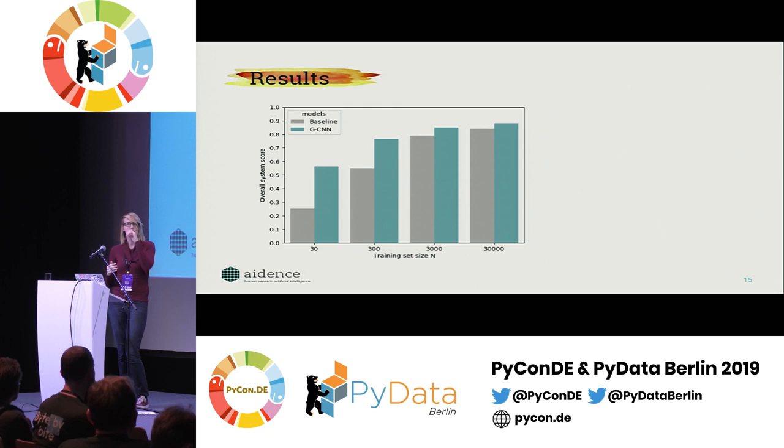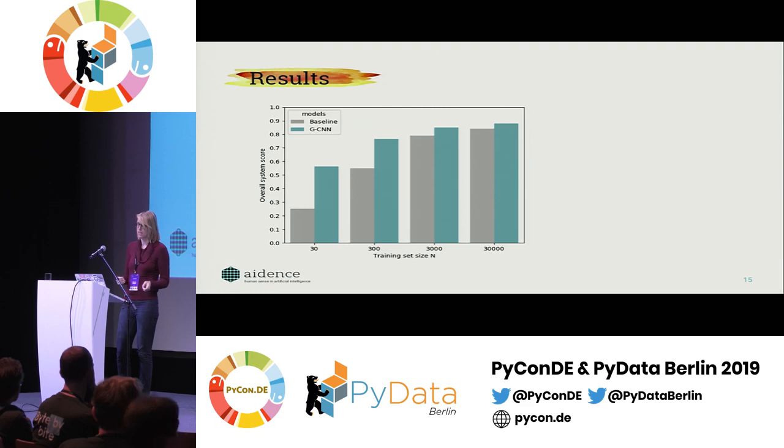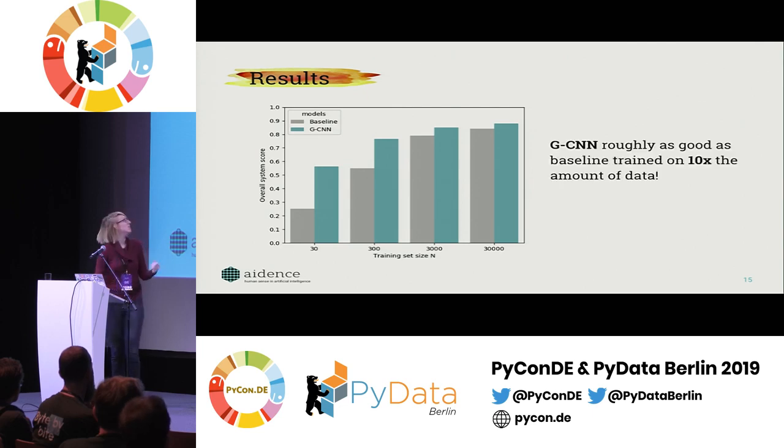But what I thought was way more interesting is that the smaller the training data set gets, so to 3,000 and even 30, the more pronounced the difference between the performance of the GCNN versus the baseline gets. And if you take a close look at this particular bar chart, you notice that every GCNN that is trained performs better or roughly equal to a normal baseline CNN trained on 10 times as much data. I think that's clearest on the 30 versus 300 example, but it goes for every result that we got. So for our particular application, the GCNN was roughly as good as the baseline trained on 10 times the amount of data.